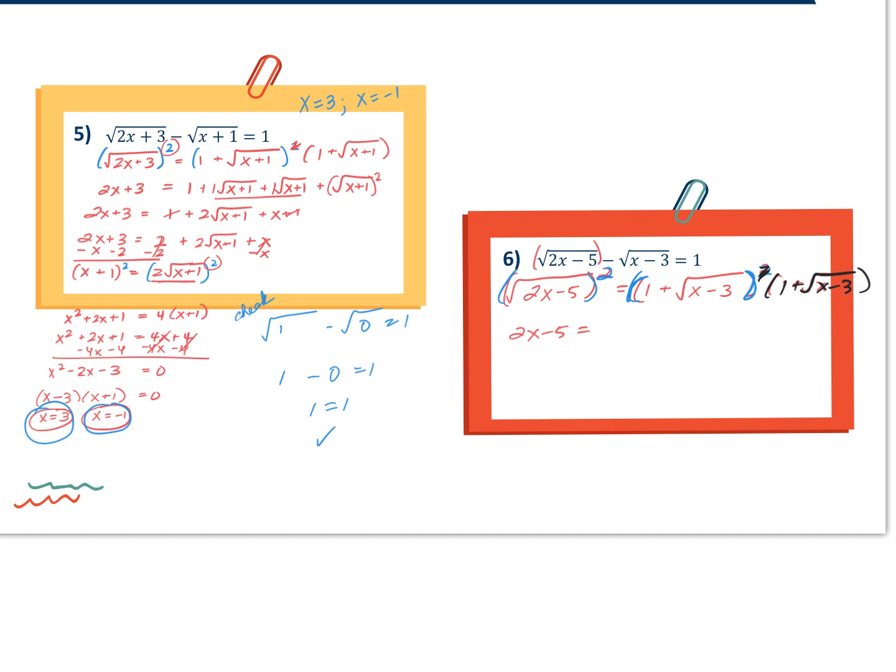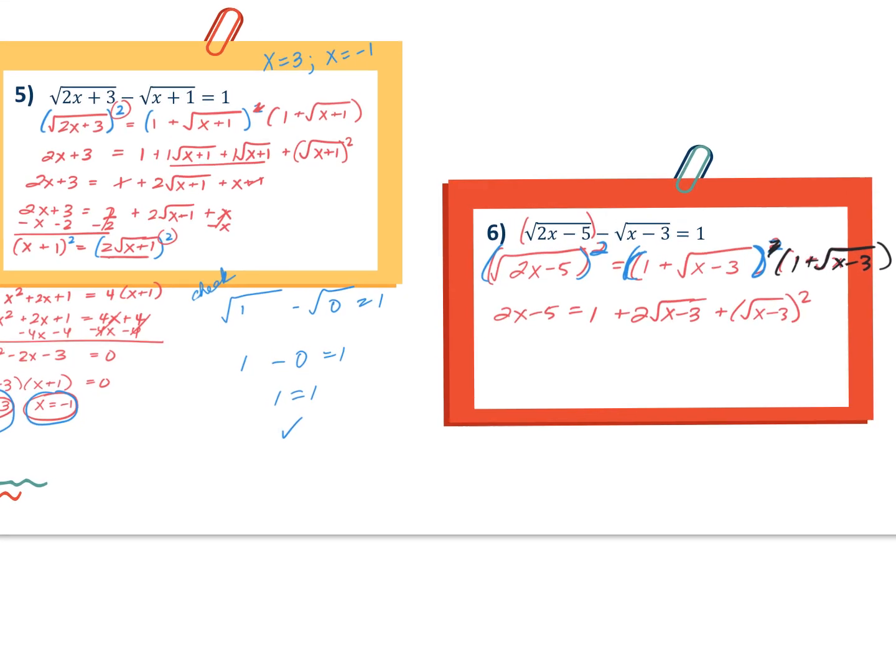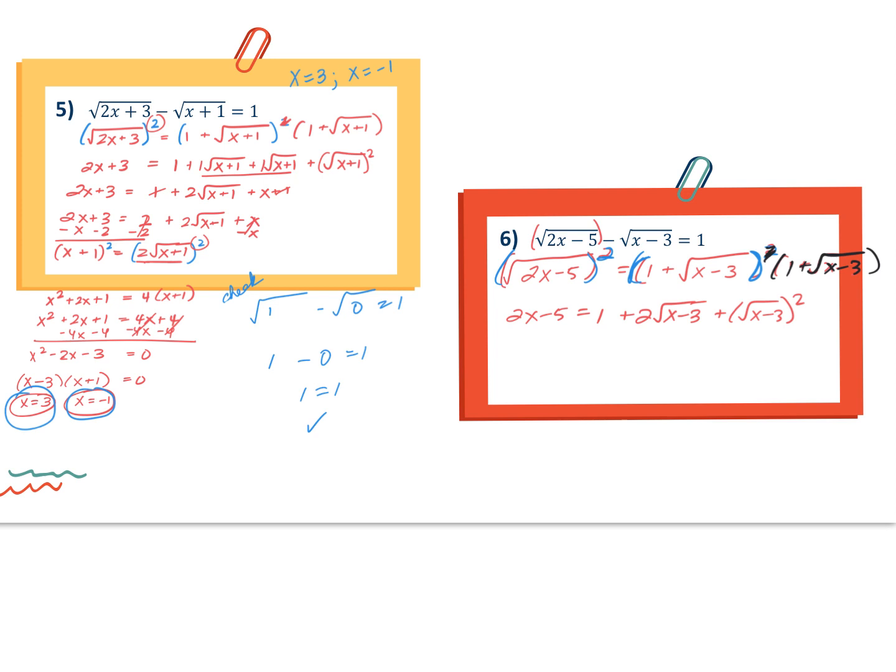So I'm going to have here first times first is 1. Outer times outer and inner times inner is going to give me plus 2 times the square root of x minus 3. And last times last is going to be plus the square root of x minus 3 squared. Okay, that's going to be foiled out when I do it. And so now I'm just going to start cleaning it up. So I get 2x minus 5 equals 1 plus 2 times the square root of x minus 3, and this is going to be plus x minus 3.